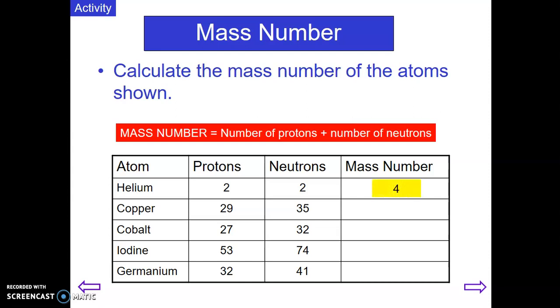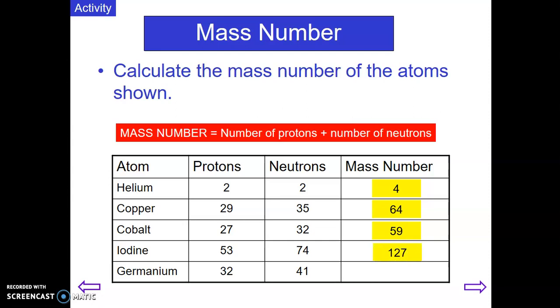Copper, we have 29 protons and 35 neutrons. 29 plus 35 gives us an answer of 64. That means the mass number of an atom of copper is 64. Cobalt has 27 protons and 32 neutrons. 27 plus 32 is 59, so the mass number of cobalt is 59. Iodine has 53 protons, 74 neutrons. 53 plus 74 is 127. Iodine has a mass number of 127.